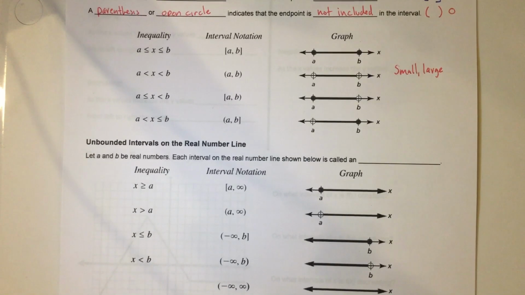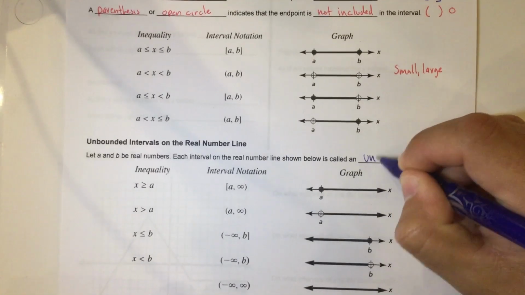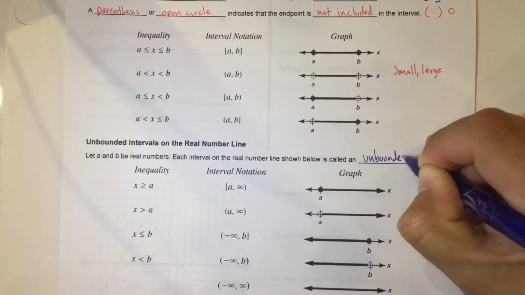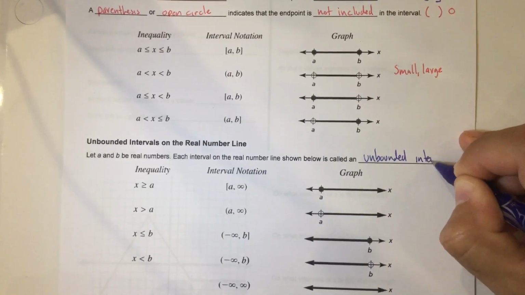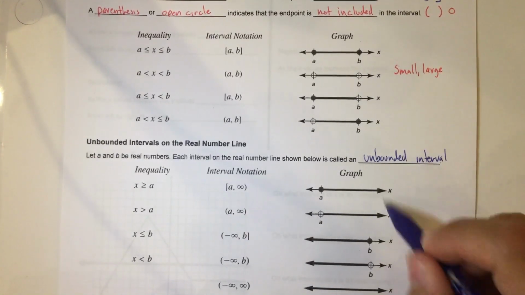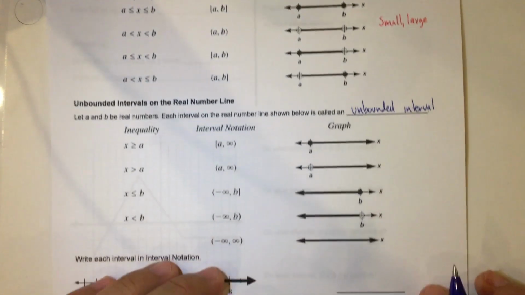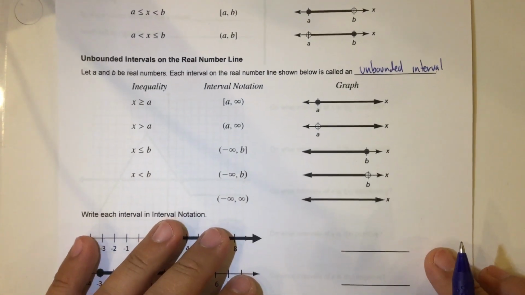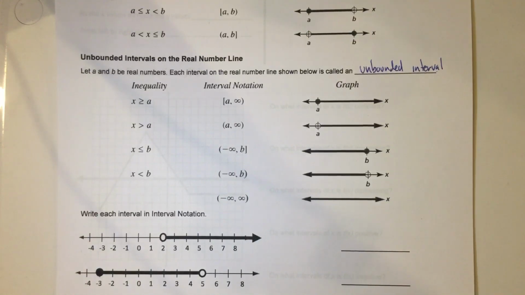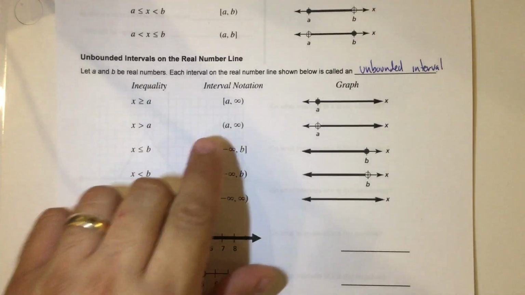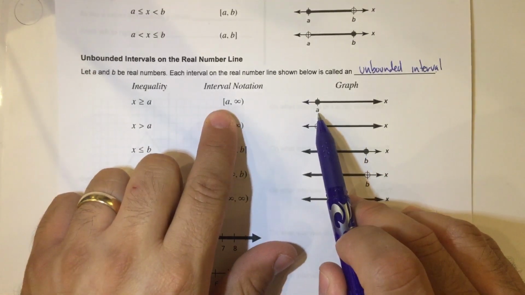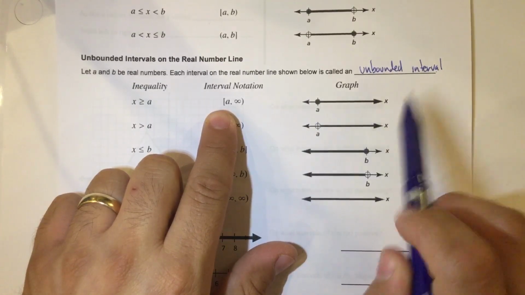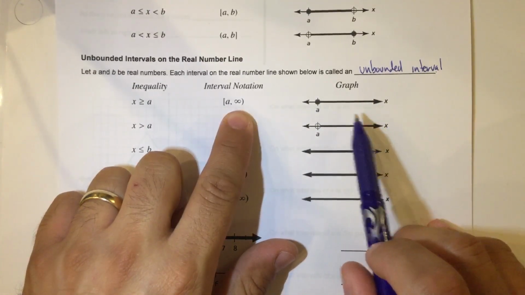And then we get to our unbounded intervals on the real number line. So let a and b be real numbers. Each interval on the real number line shown below is called an unbounded interval. And it's unbounded because you have an arrowhead that goes either to positive or negative infinity. So here, once again, a is a smaller number, and this heads towards positive infinity because it's going to the right, so infinity is the bigger number.